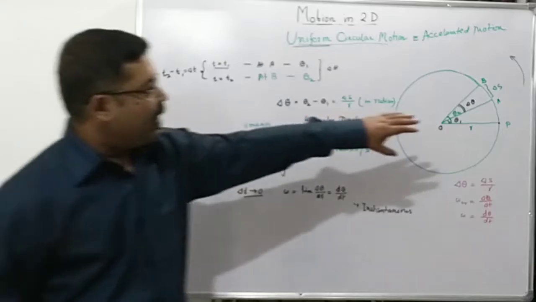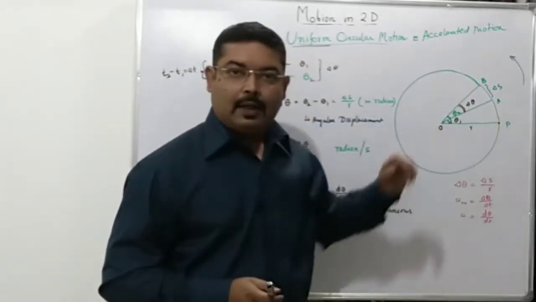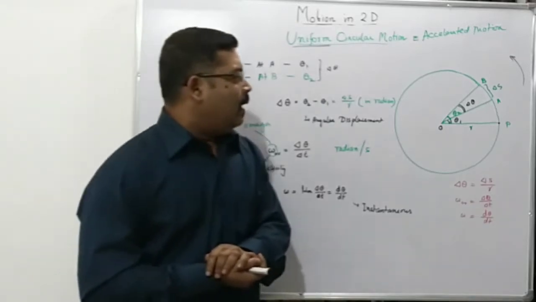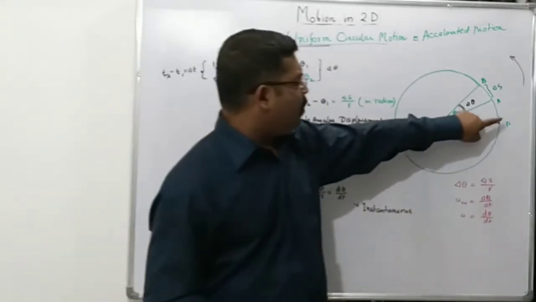Now, if the object makes this angle delta theta in certain time, say delta t, and let us assume that it is moving quite fast.